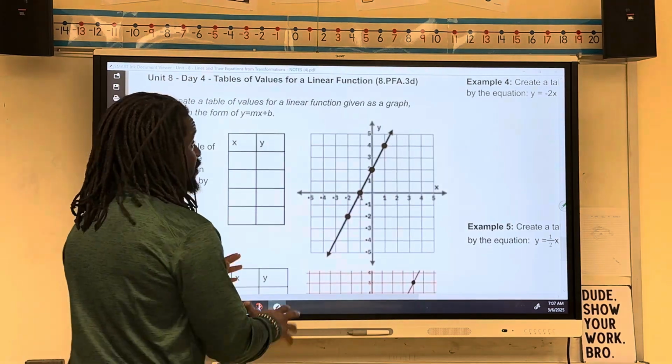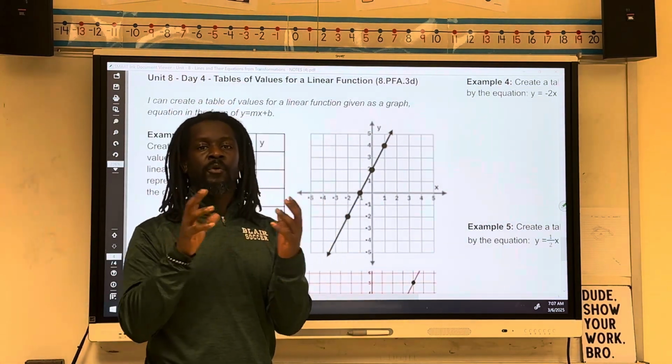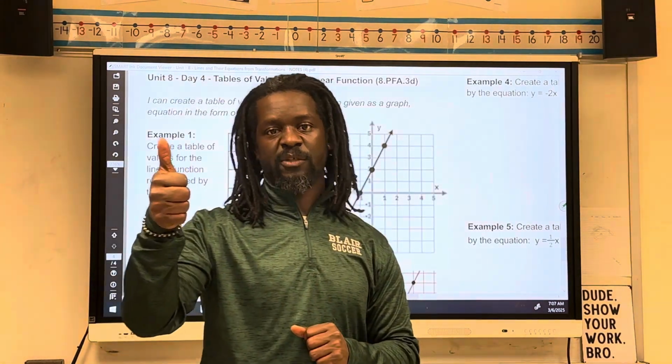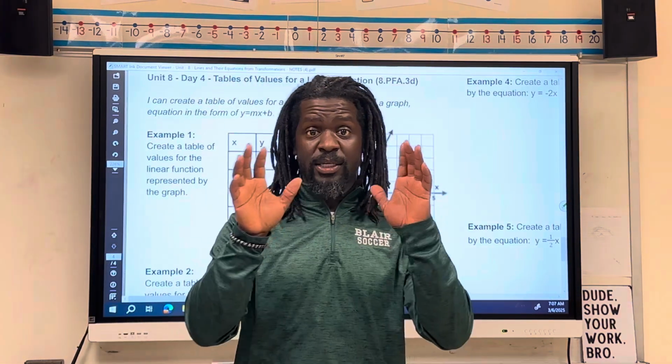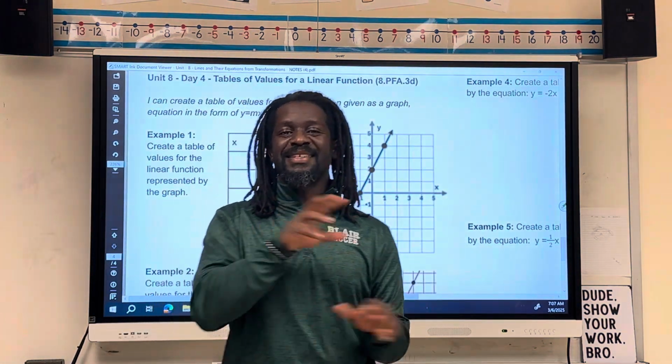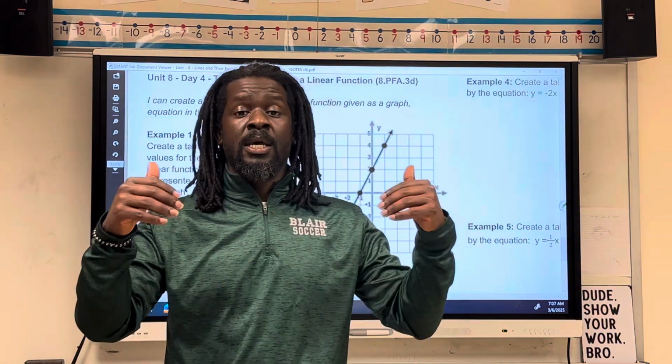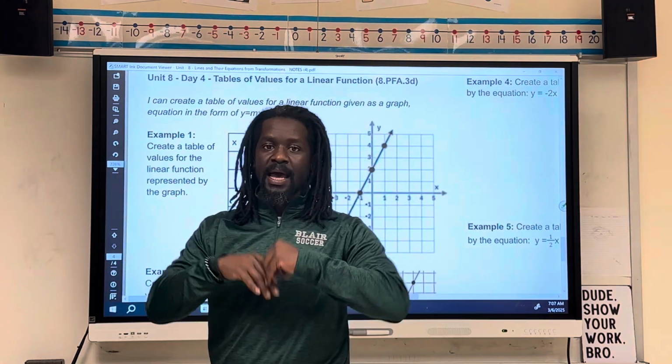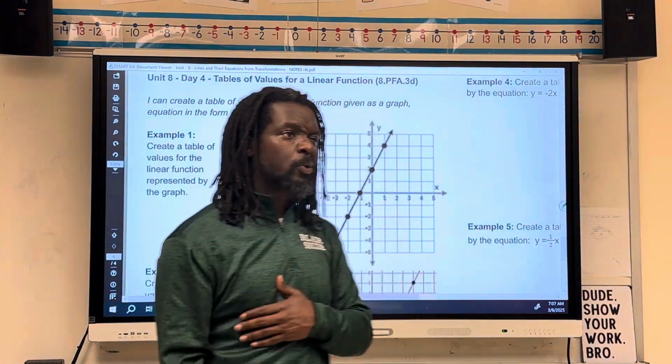Okay, we are creating tables of values of linear functions. All right. Hey, so we got two different ways that we're going to create tables. The first is from a graph. The graph part is going to be easy money. The second part is going to be from equations. That's not hard, but it is going to require a little more work than the first.